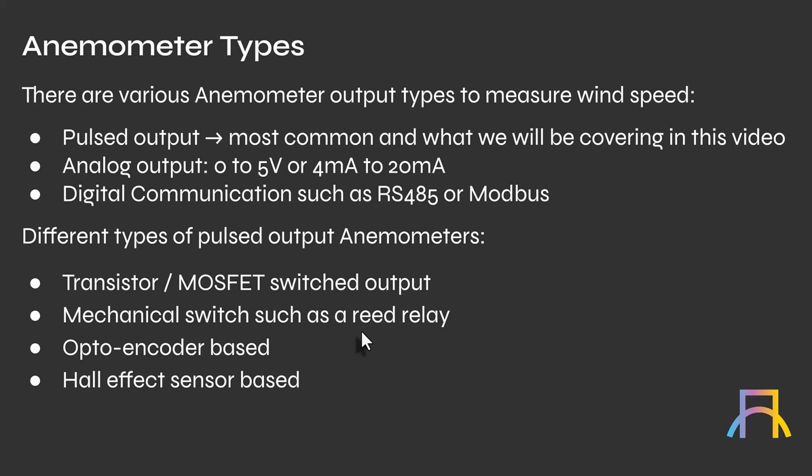There's also the mechanical switch version. With the mechanical switch version, you have to provide power to it and you measure the voltage on the other end based on the mechanical switch. I've worked with both mechanical and transistor-based. They also have optoencoder-based and Hall effect sensor-based, which I think are a little rarer. Once again, you apply a power supply and you're going to get a pulsed output.